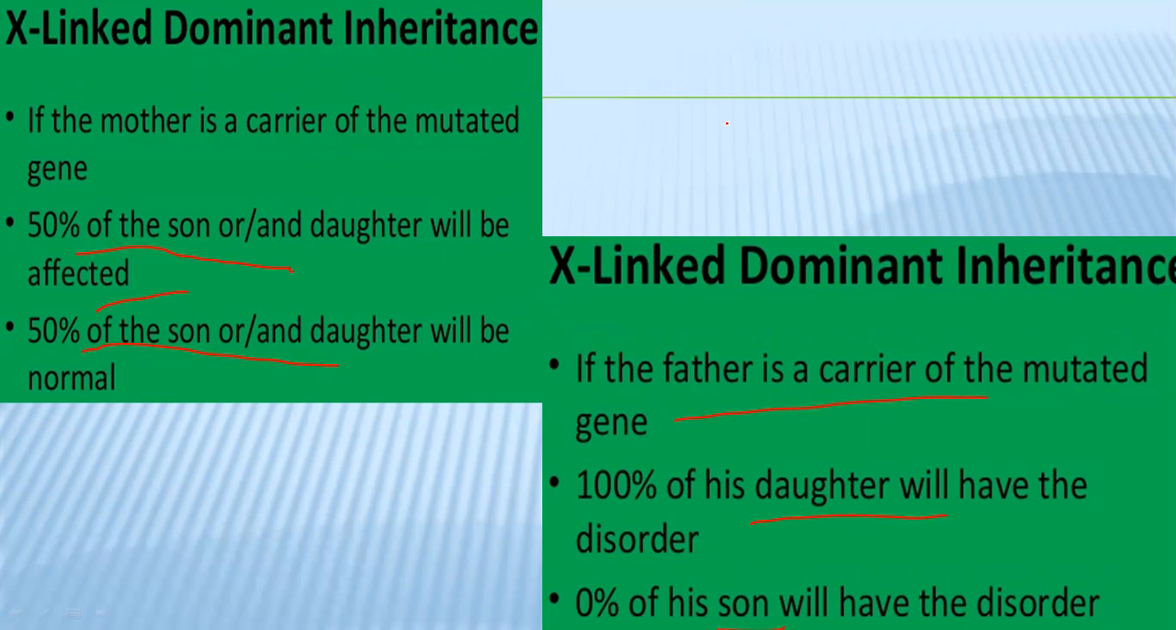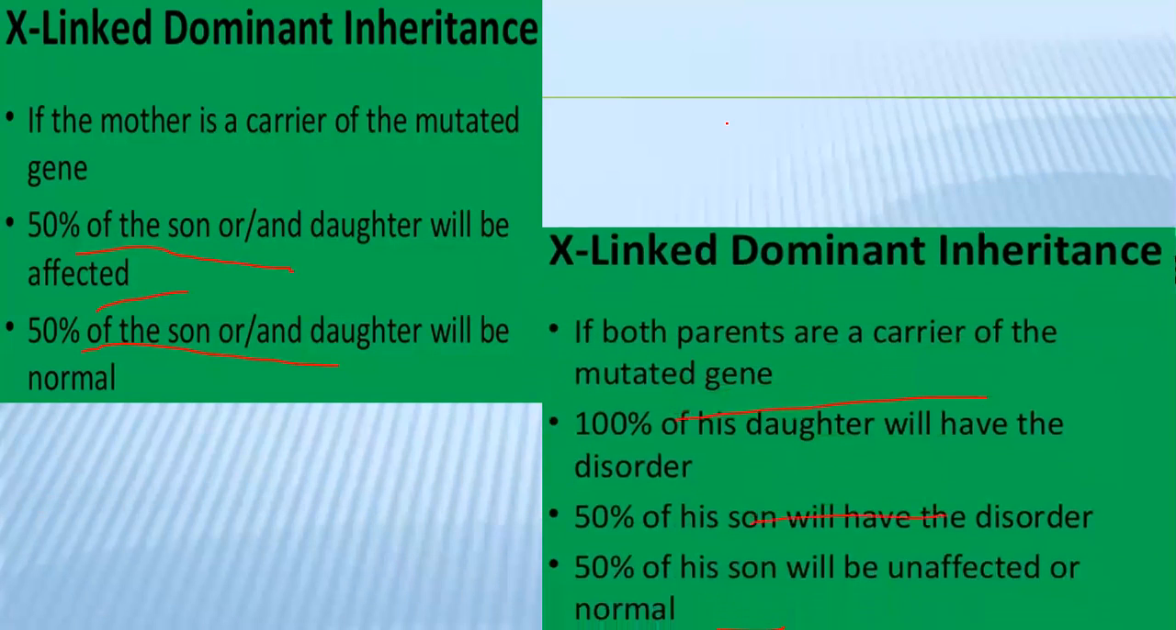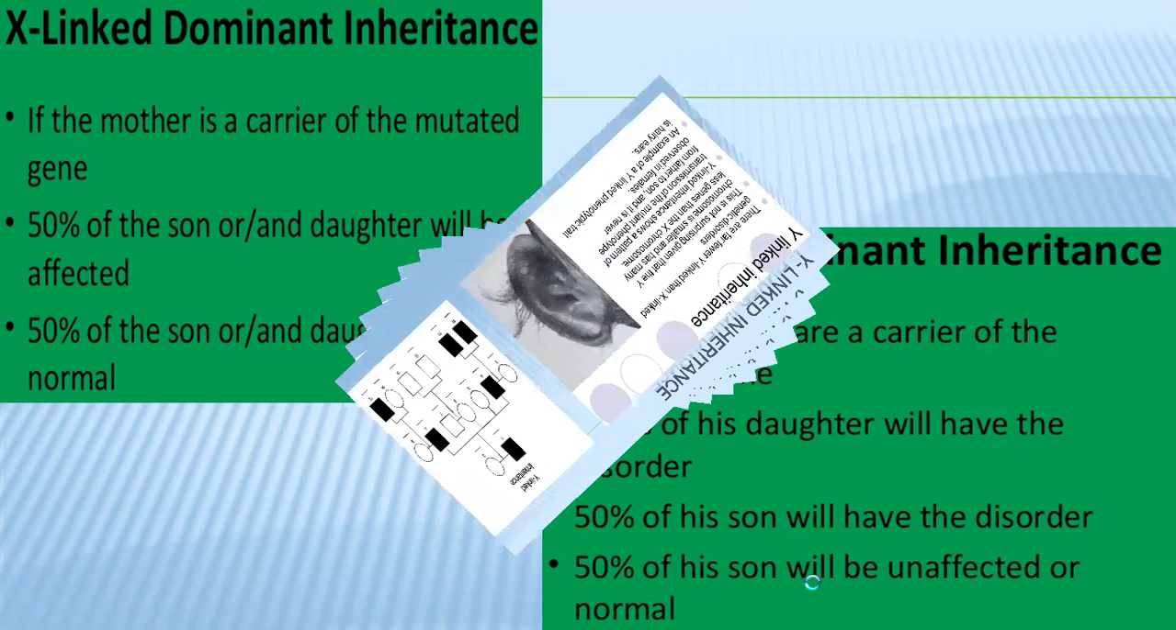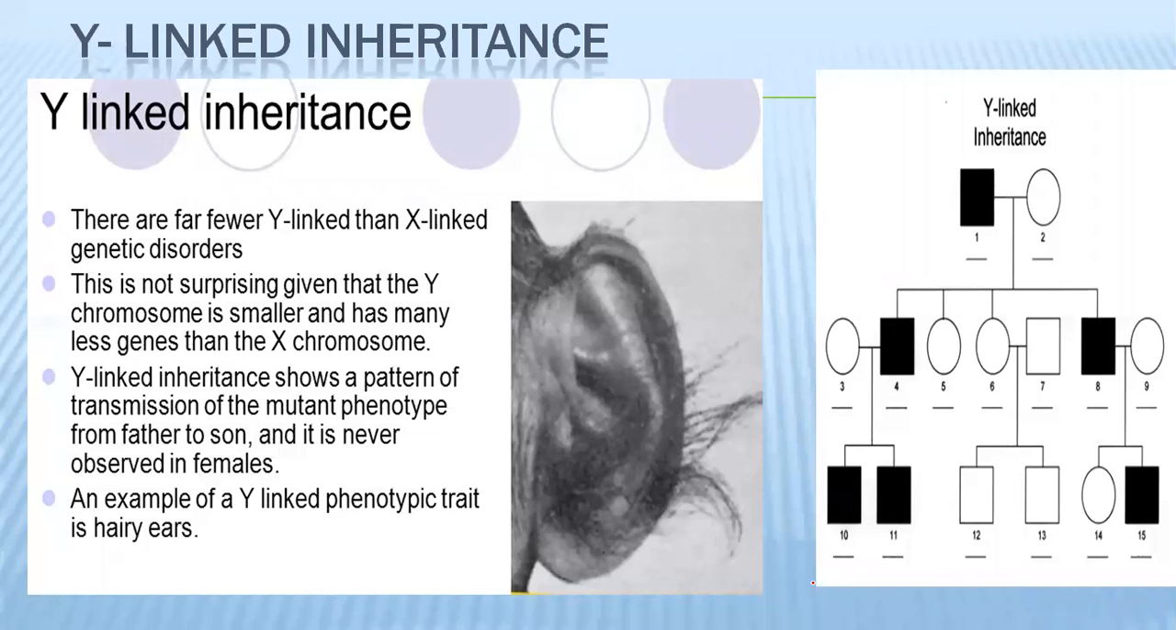So it means the father will transfer to the daughters, and the mother will transfer to both daughters and sons. Next, if both parents carry the mutated gene, and carrier here means both are affected, then 100% of daughters will be affected, 50% of sons will have the disorder, and 50% of sons will be unaffected or normal, because here only one X chromosome is required to be defective.